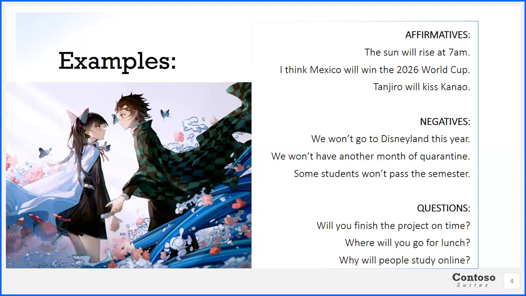Okay, so for negatives, as we can see from the other examples, we were using won't, right? So this is the only thing that we're adding. We won't go to Disneyland this year. We won't have another month of quarantine. Some students won't pass the semester. Be very careful with this last one. Make sure that you're not one of these students. So again, we're just adding won't to that structure.